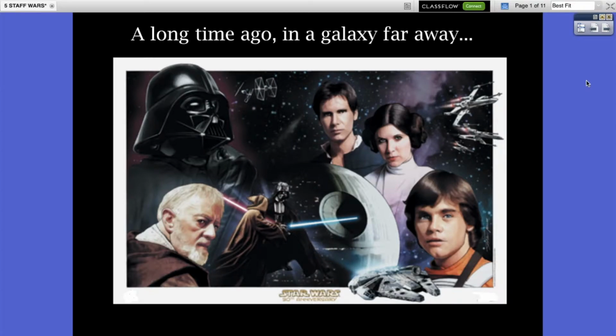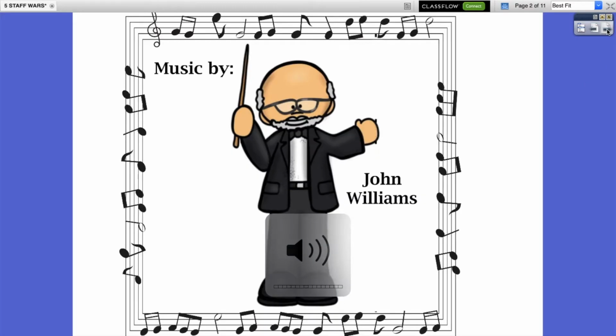Now you're probably wondering, why are we learning about this when it's music time? That is because we are talking about John Williams. He is the composer. He's also a conductor. Many times he conducts the orchestra as they play his own music. He wrote the music for many, many scores of movies, including Jaws, E.T., Harry Potter, and of course, Star Wars.